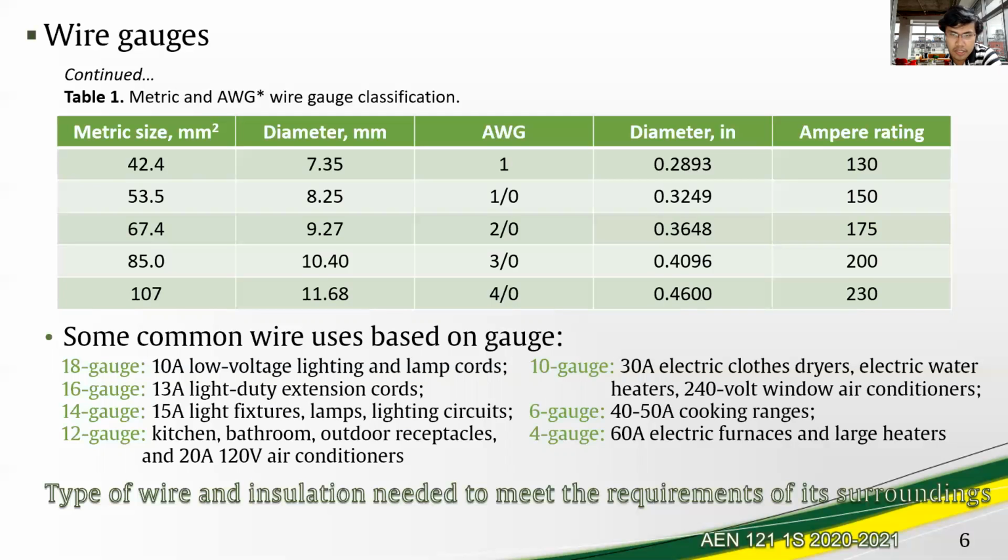So for 4 gauge, you already have the 60 ampere electric furnaces and large heaters, probably boilers, okay? But 6 gauge, those are for cooking ranges, okay, which are very high powered, okay? If you multiply 40 amperes times 220 volts, how much is that? Okay, it's around 10 kilowatts already of power in one. It's a lot of energy burning, okay?